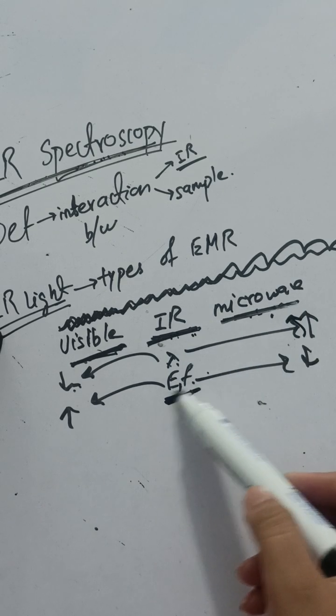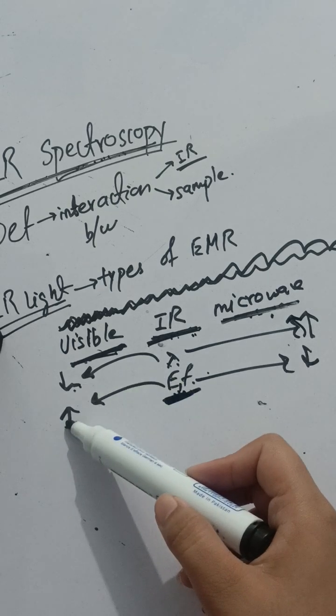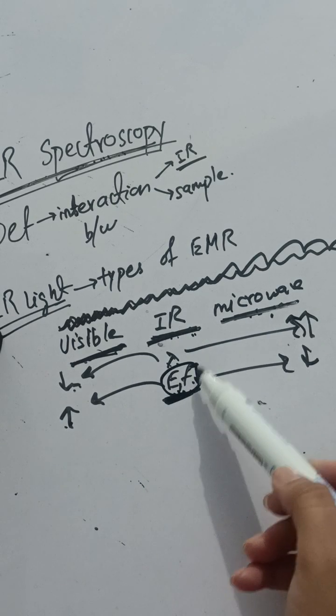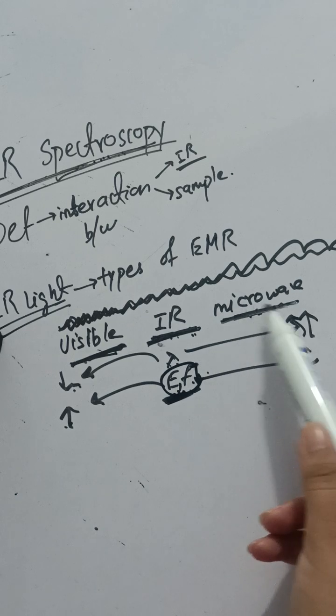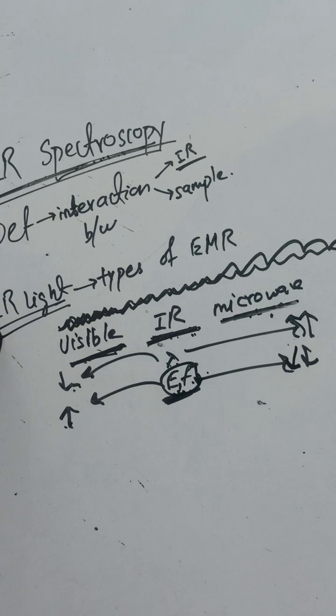If we talk about energy or frequency, the energy or frequency of visible light is high, but the energy or frequency of IR is low, and the energy or frequency of microwave is further low. This is the way that you will write about it.